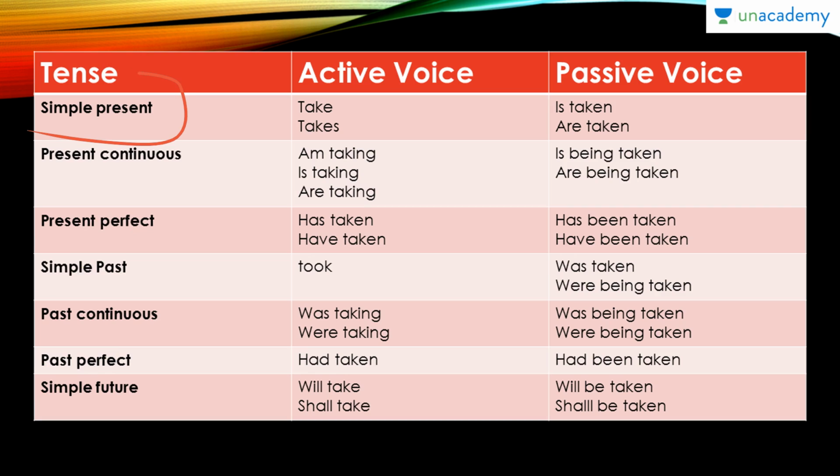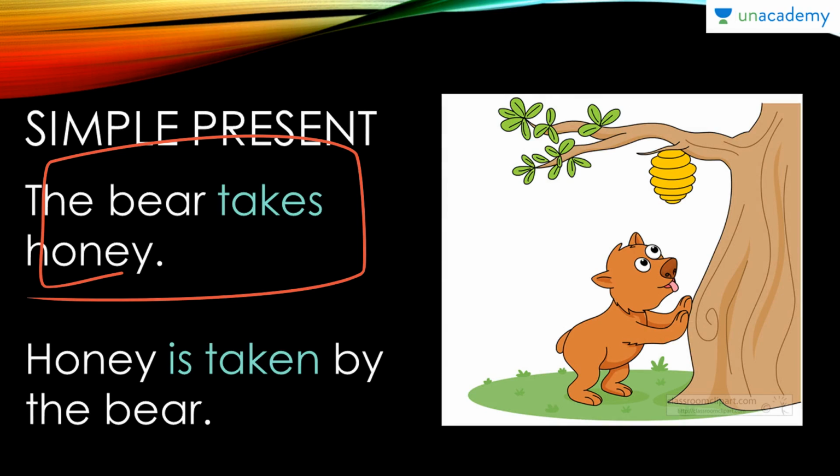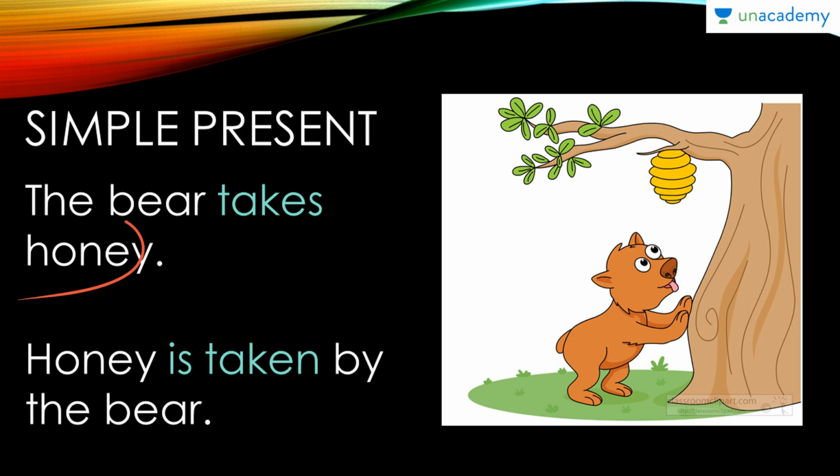So we will be starting with simple present. In the active voice, take or takes. In the passive voice, is taken or are taken. In simple present, the bear takes honey. This was our example sentence and it remains so because we took it in simple present. The bear here is the subject, honey is the object, takes is the verb. So this is an active voice. The honey is taken by the bear. Is is your auxiliary verb. The verb taken is your main verb. Honey again subject, bear object. So this is a simple sentence.